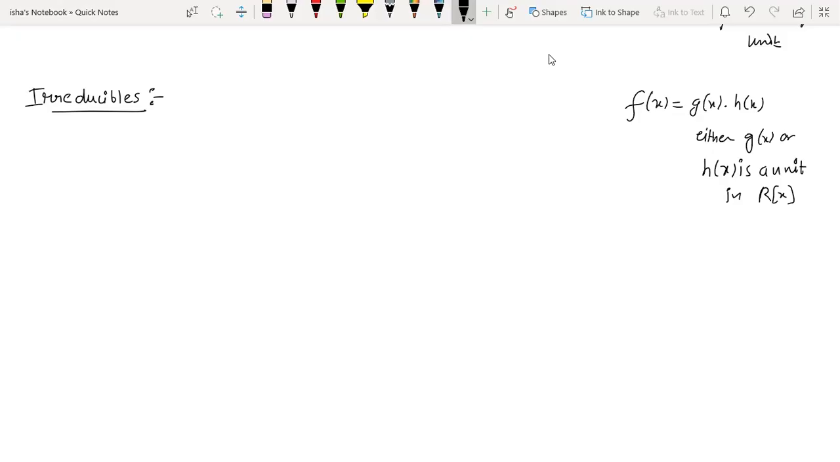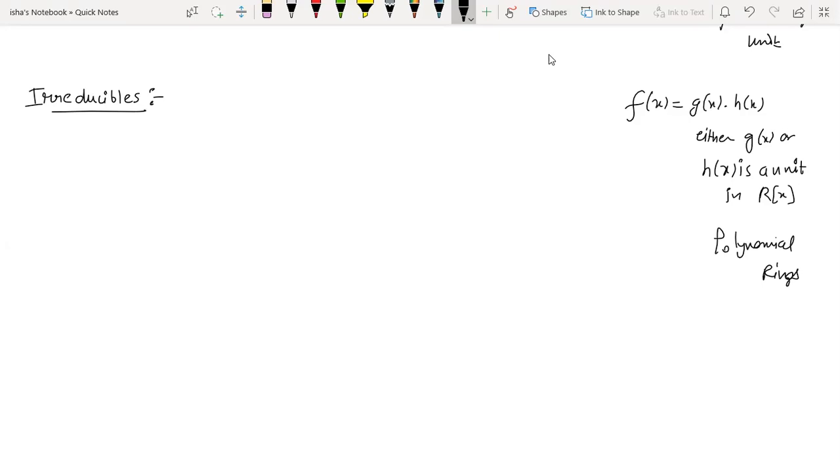So now what we are going to define is an irreducible element. What we did earlier was particularly for polynomial rings. So now I'm going to give you the general definition, but the definition is still the same.